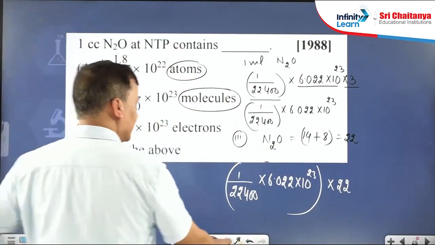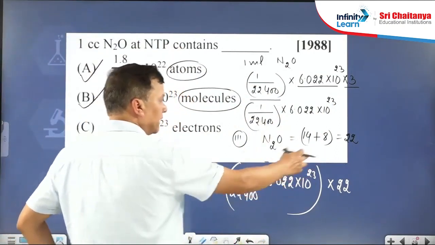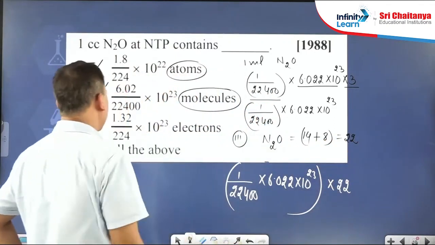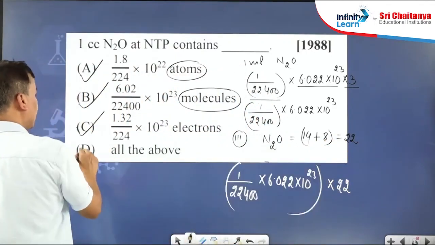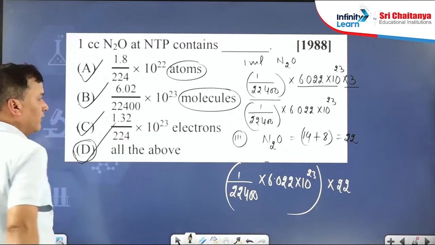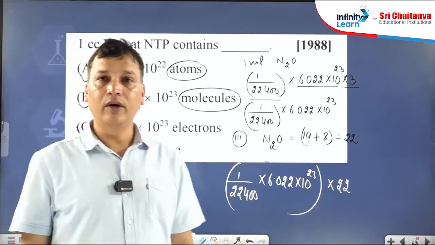So dear student, these are number of molecules. Every molecule has 22 electrons. We have to multiply and this will come out. So correct option is all of the above. You got it or not?